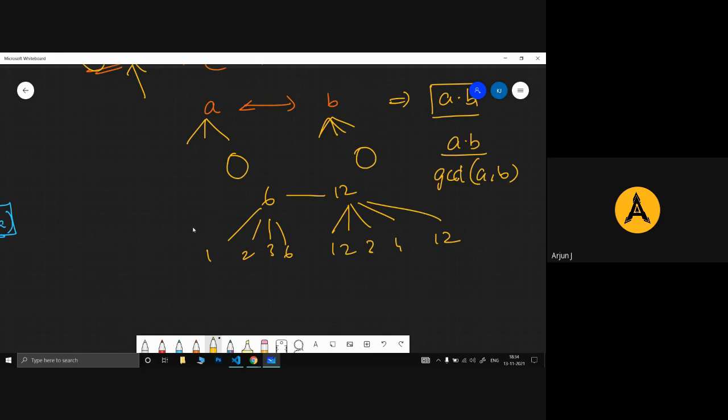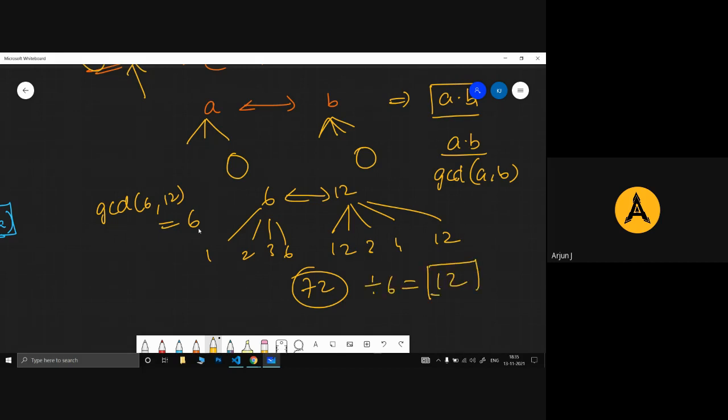So what is 6 multiplied by 12? It is going to be 72. And what we will do is divide 72 by the greatest common divisor of 6 and 12, that is GCD of 6 and 12. This will return us 6, and when 72 is divided by 6, we will get the answer 12. So we can confidently say that this is the least common multiple of 6 and 12.